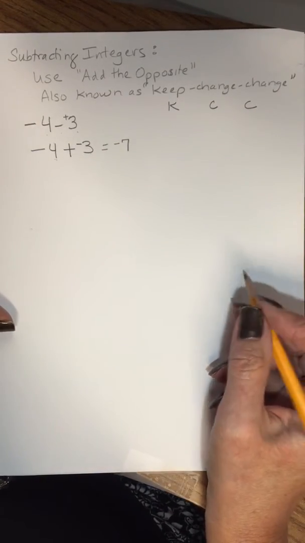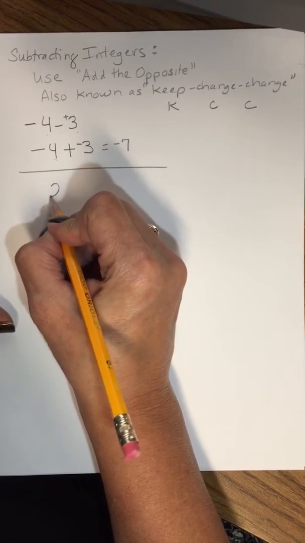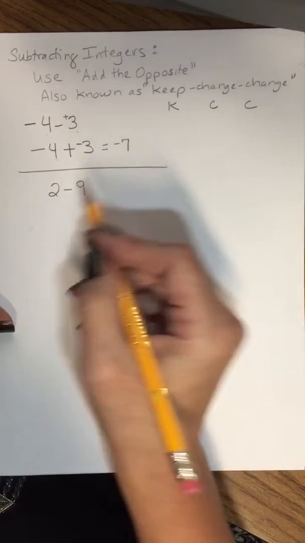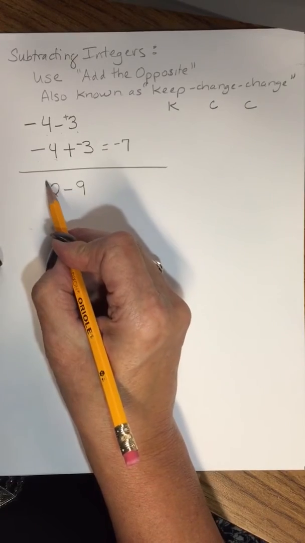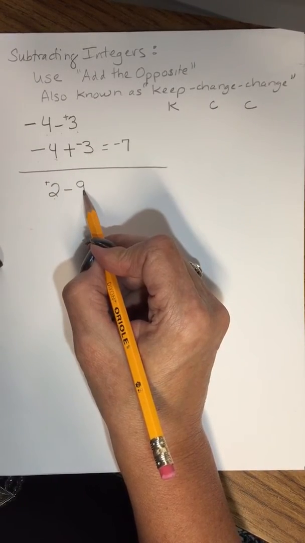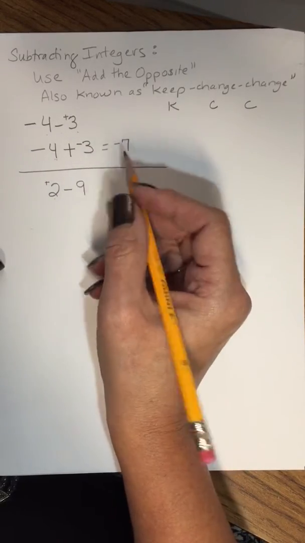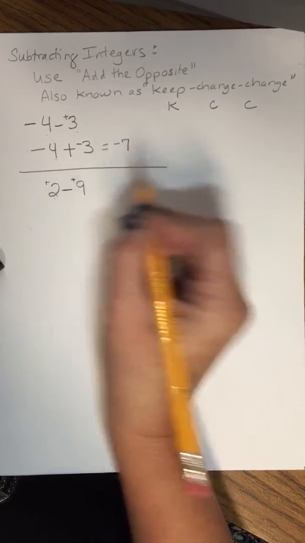Let's do another example. Let's look at 2 minus 9. Is 2 positive or negative? It's positive. That's correct. And is the 9 positive or negative? The 9 is also positive. You know that because there's no sign in front of it. We only have the operation, but there's no sign, so it's positive.